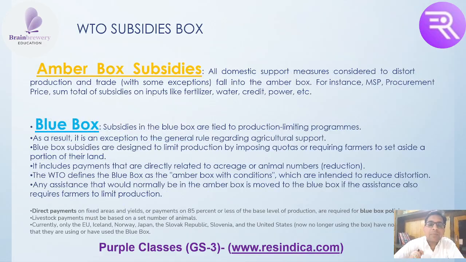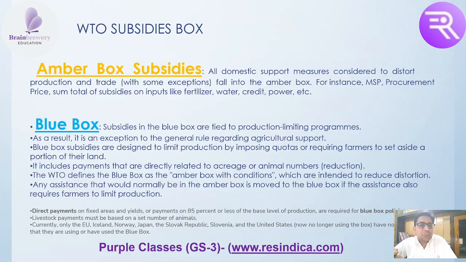Then comes the amber box subsidy. Amber box means these are causing huge distortion in the market. Okay, all of a sudden you have provided cash subsidies. Okay, like you are providing MSP, procurement price, free fertilizer, water subsidy, credit, power. You are providing the power free of cost, you are providing the water free of cost.